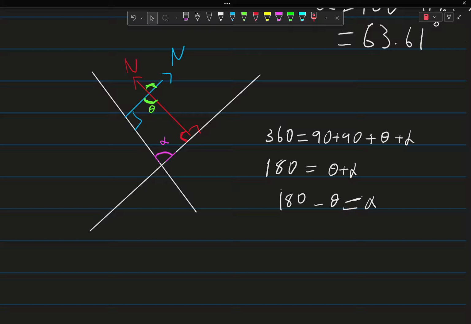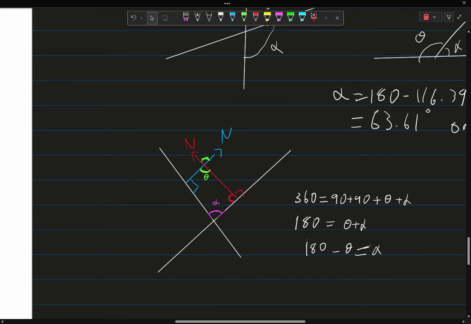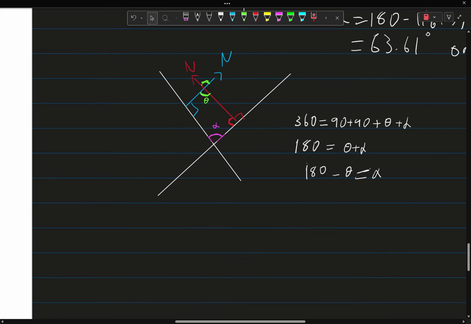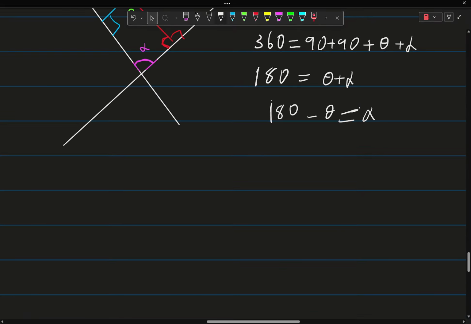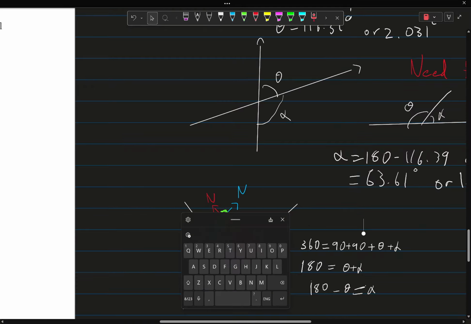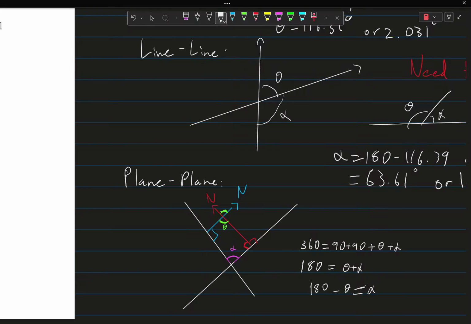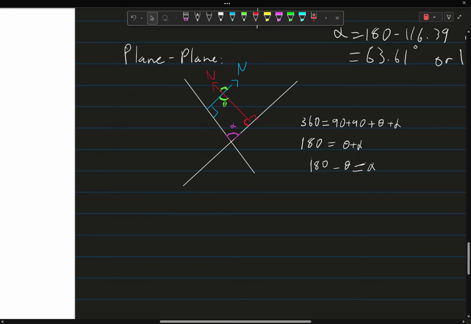Line and plane: the angle between the line and the normal to the plane. Oh, yeah, that makes sense, because you don't know the actual orientation of the plane, you have to base it off the normal. Yeah, so that's line, plane, plane, and the line with the plane.